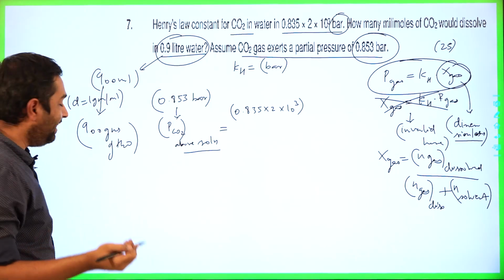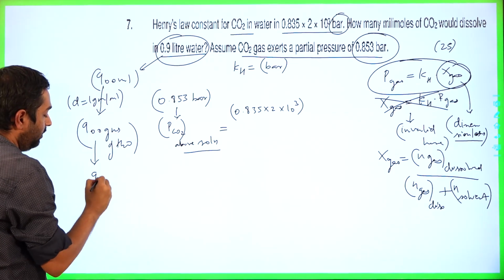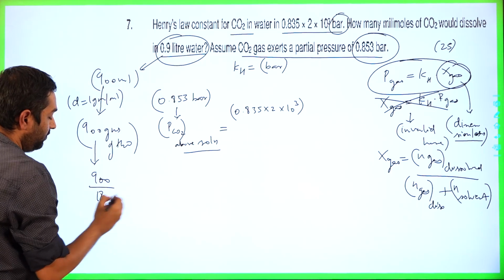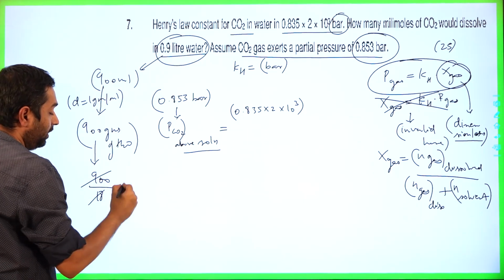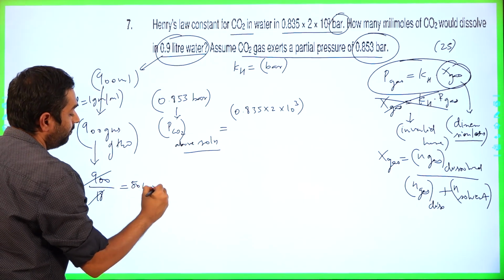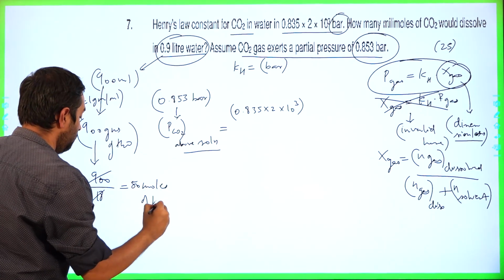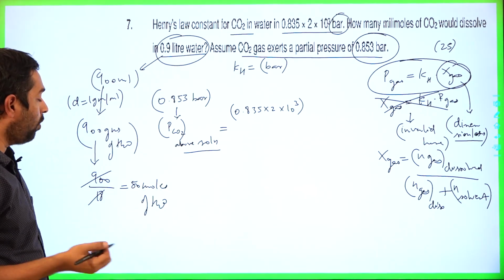Molecular mass of water is 18. So this works out as 900 divided by 18, which works out as 50. So we're going to be having 50 moles of water in this particular case.